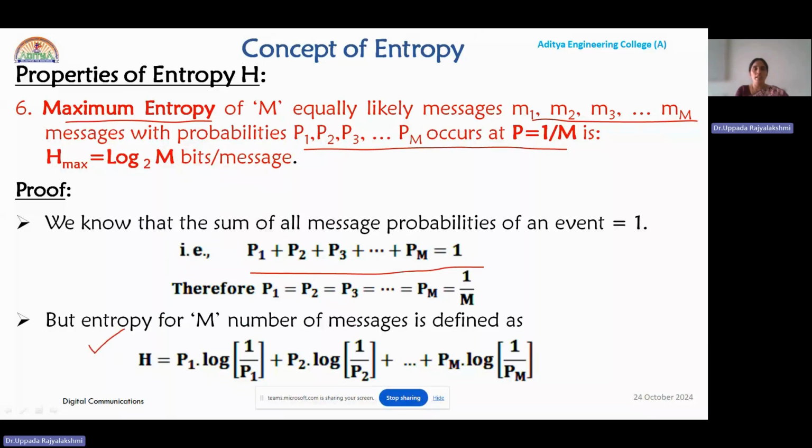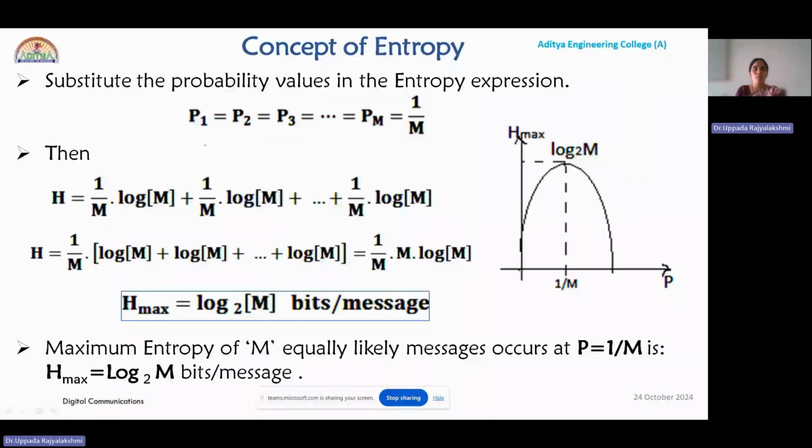But entropy for capital M messages is represented as H equal to P1 log 1 by P1 plus P2 log 1 by P2 and so on up to PM log 1 by PM. Now substitute all the probabilities as 1 by M. If you substitute, you can see all the terms are equal, so these terms are repeated capital M number of times. So M times 1 by M into log M. So M gets cancelled here, and you will get maximum entropy as log M base 2.